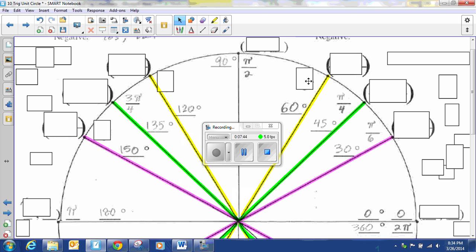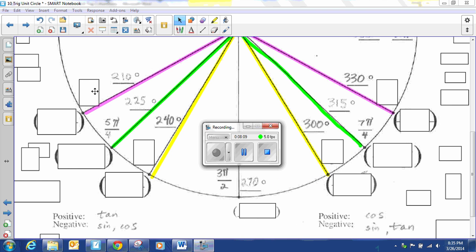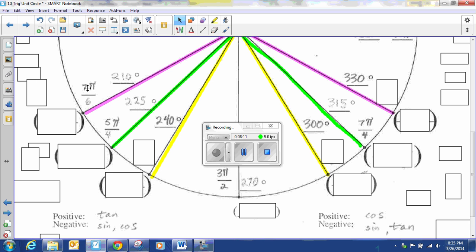This would be 2/6 pi, and 2/6 reduces to 1/3, so we have pi over 3. 3/6 reduces to 1/2. 4/6 reduces to 2/3 pi. 5/6 cannot be reduced, so we leave it like 5 pi over 6. And 6/6 is 1 pi. This one here would be 7 pi over 6, right? If you notice, the denominator is always 6, and the numerator you just keep adding 1 to it as you go around the unit circle.